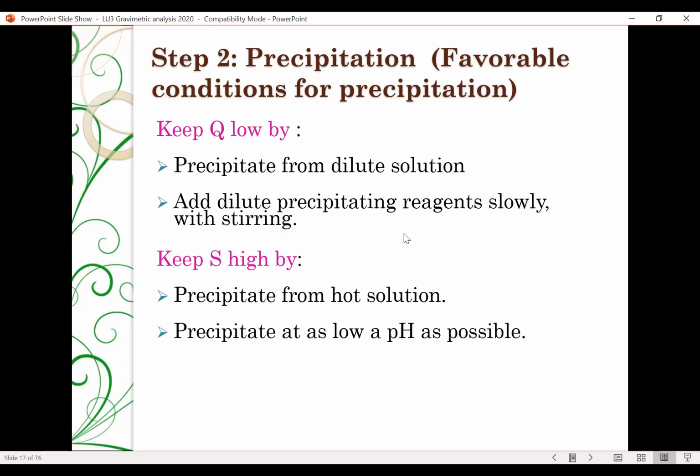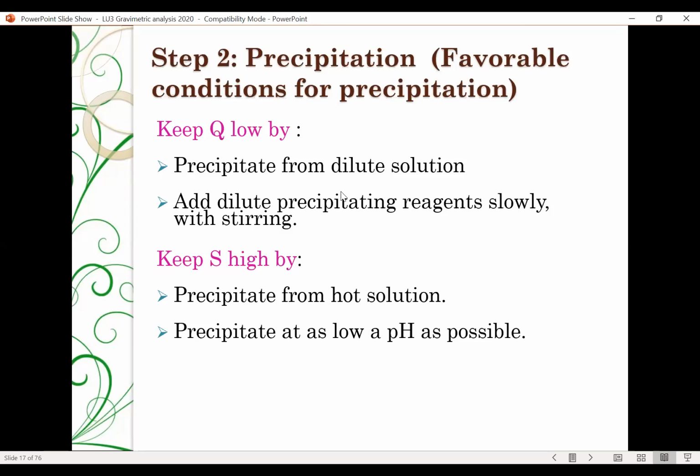so that we can get more particle growth. When we have more particle growth, we have precipitates with larger crystals, which are easy to filter and have less impurities. Okay, so we keep Q low by precipitating from a dilute solution. Using a dilute solution is better than a concentrated solution.